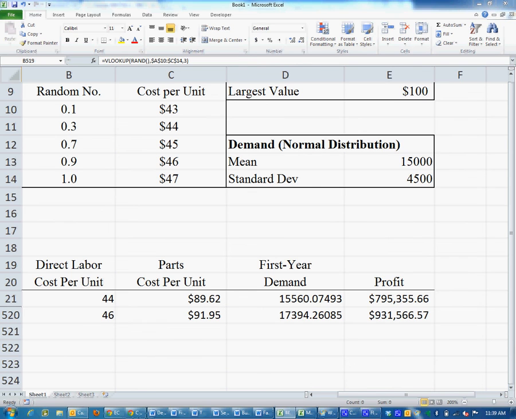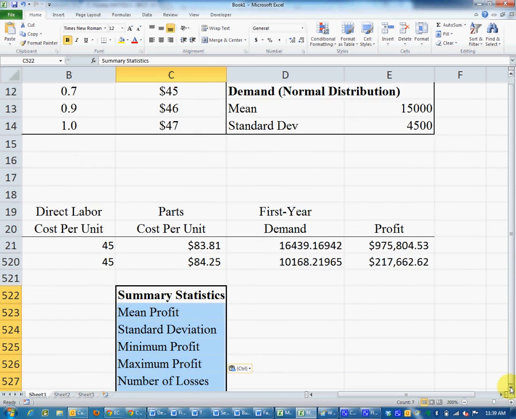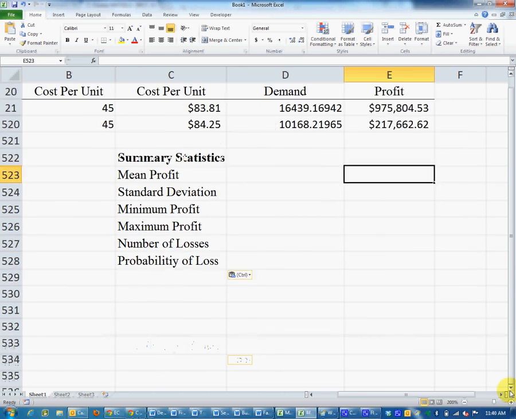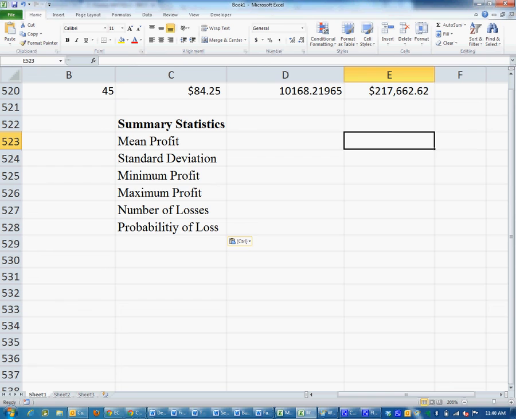All right, and now we're going to do our summary statistics. Let's put those in C. So our summary statistics are going to be right here, and this is going to be just like we did the last time. So I'll let you guys get that typed in, and then I'll go ahead and show you how to do it. Can you click on E5 again? Sure.